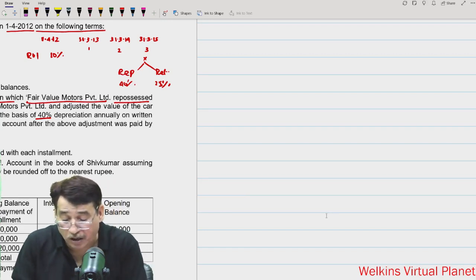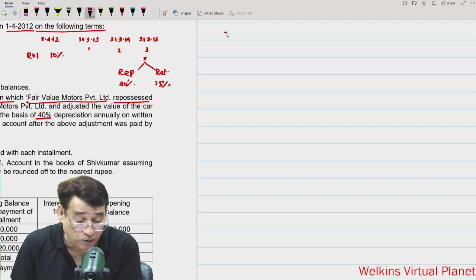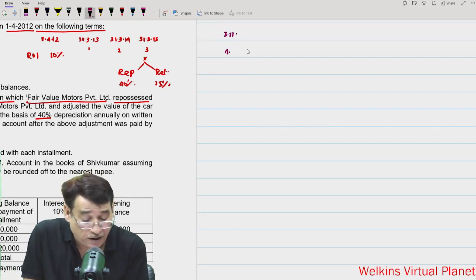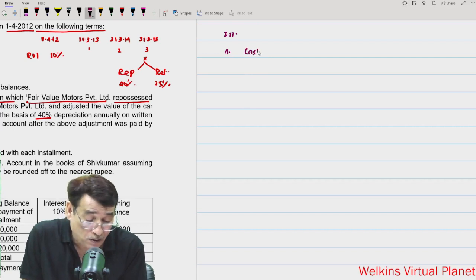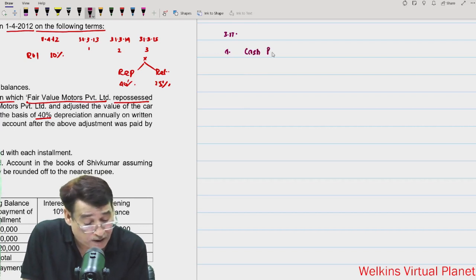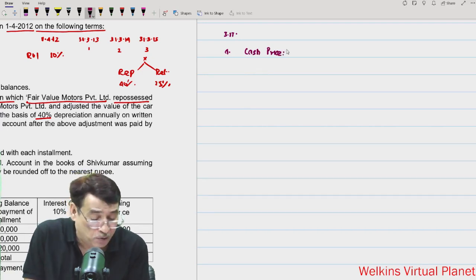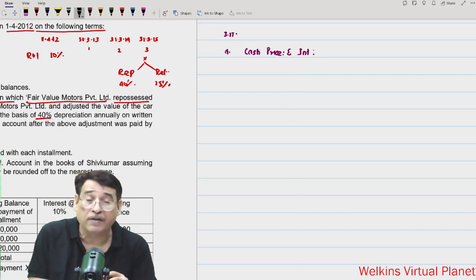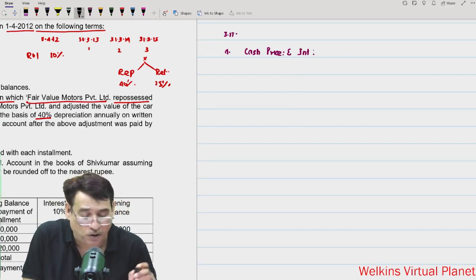So similar to the last one, in this particular question also, we are supposed to compute, first of all, cash price and interest, isn't it? So I'm going to write here cash price. Now, what will be the amount of cash price in this particular case? Cash price and interest in each installment, of course. In the examination, you must write cash price and determination of interest in each installment.